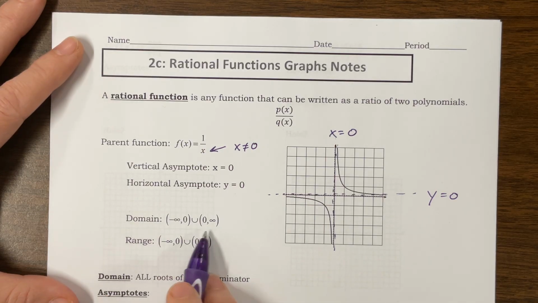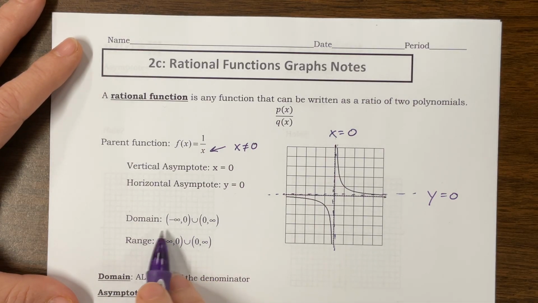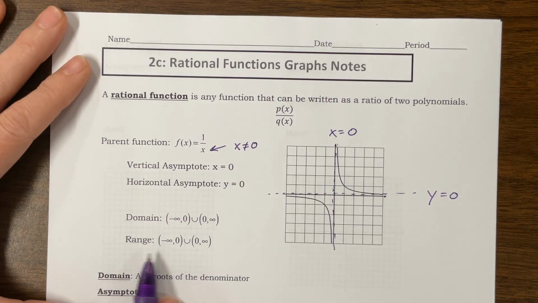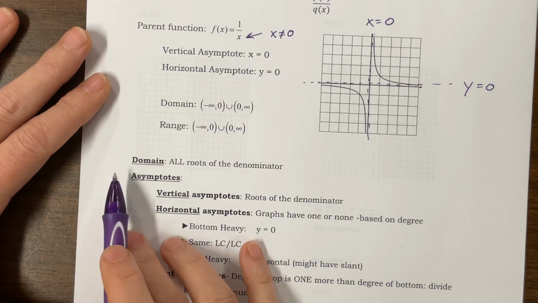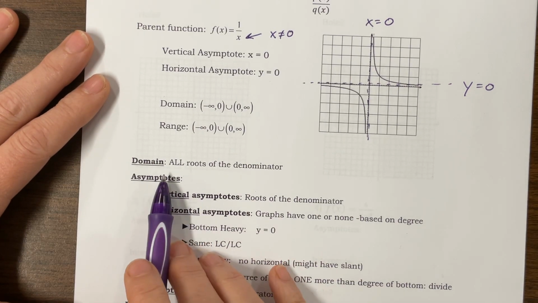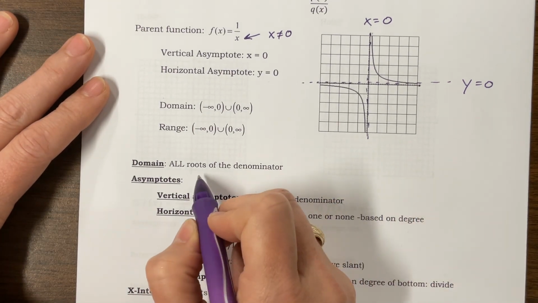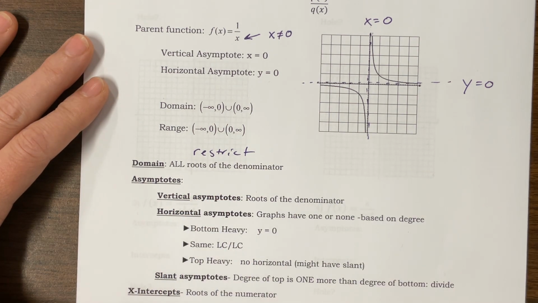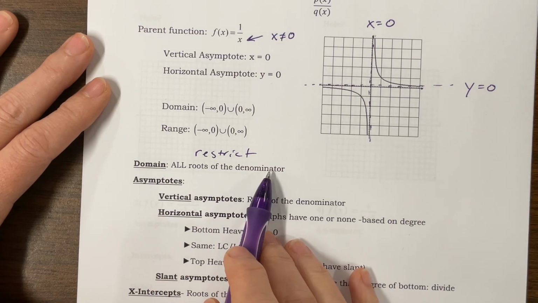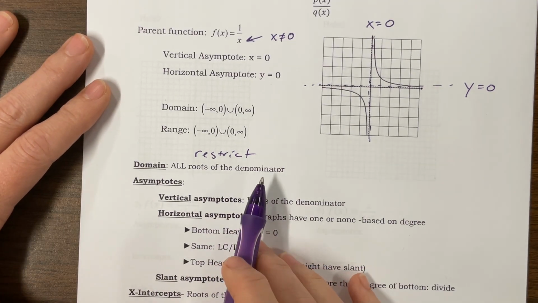Our domain is going to be everything except 0. So from negative infinity to 0, then pick it up again, 0 to infinity. And our range is going to be everything except 0 also, because we're avoiding that asymptote. Okay, the domain says all roots of the denominator, so we have to restrict. You're not Chuck Norris, you can't divide by 0. So if it is a root of the denominator, then it can't be in your domain.